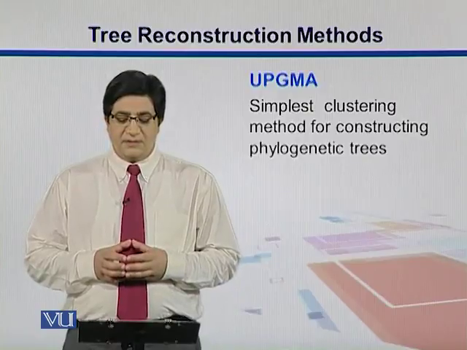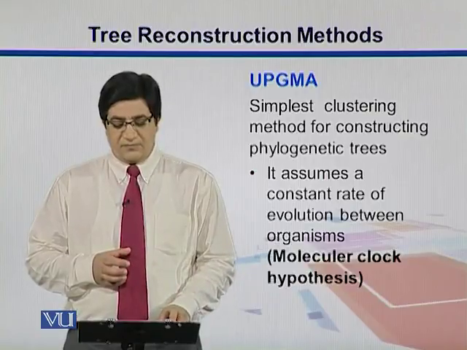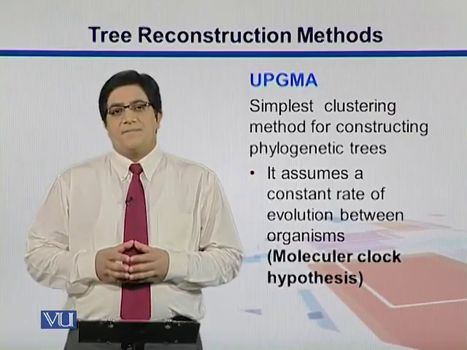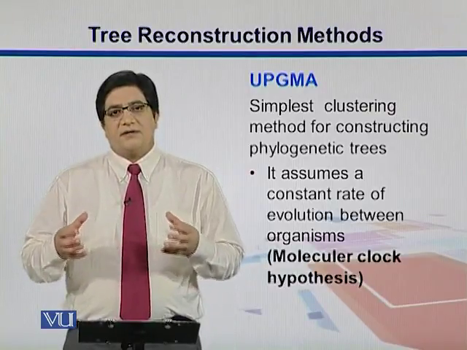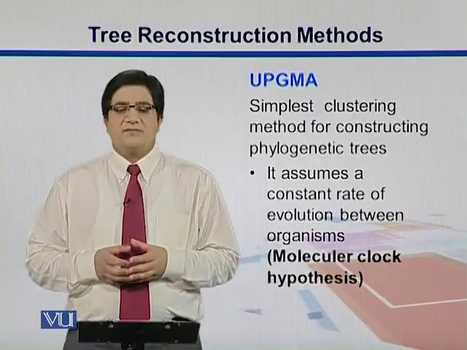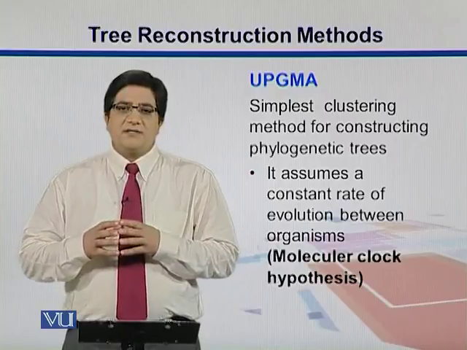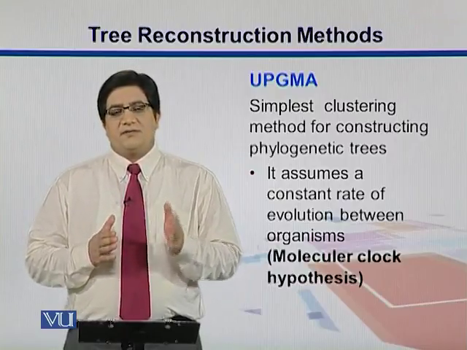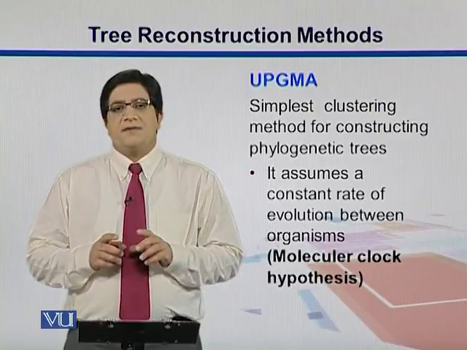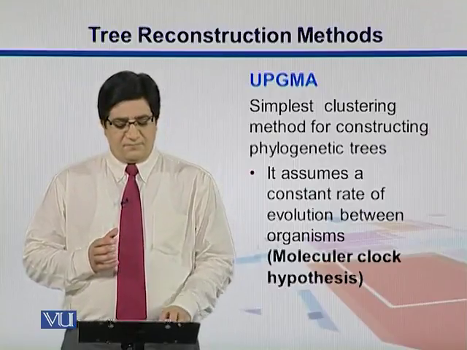UPGMA is the simplest method for reconstruction of phylogenetic trees. What we do here is assume the molecular clock hypothesis, where we believe that there is a constant rate of evolution between different organisms or sequences for which we are making those trees. So we believe these different organisms or units change or evolve at a constant rate. So we have the same rate for everybody. In this way, the branch lengths of the tree are approximately the same for all of them.